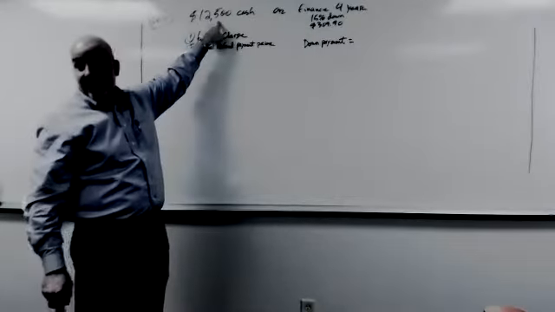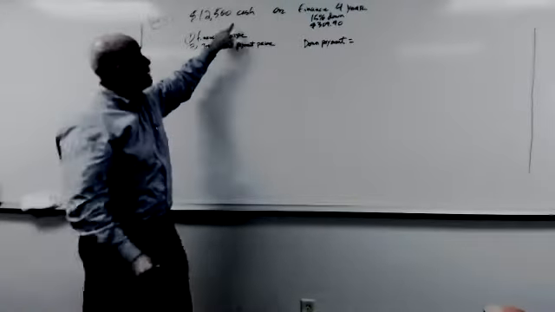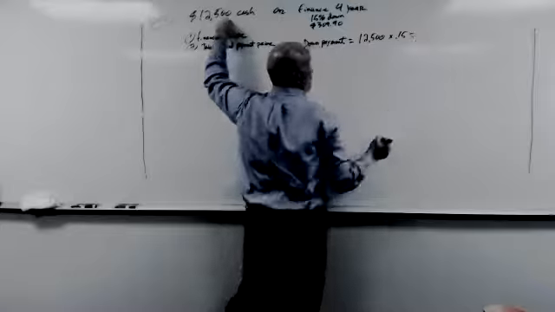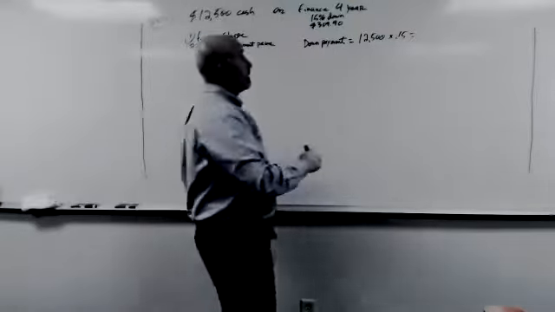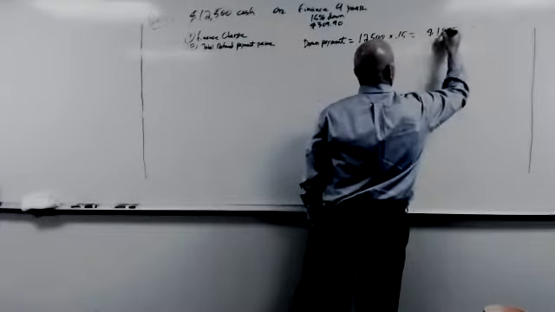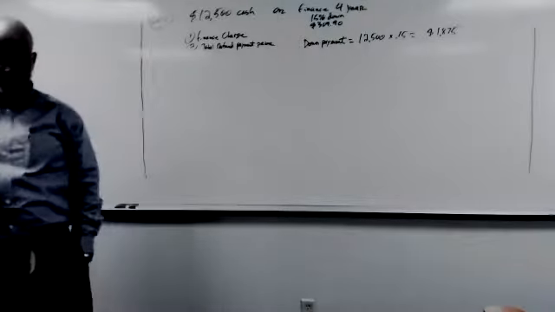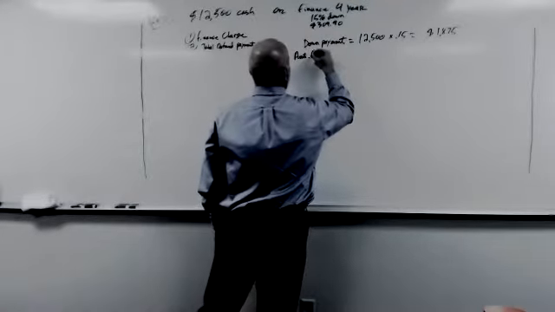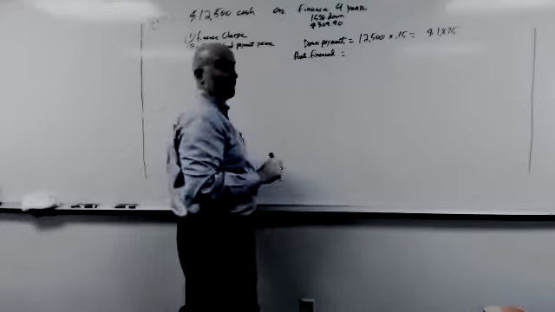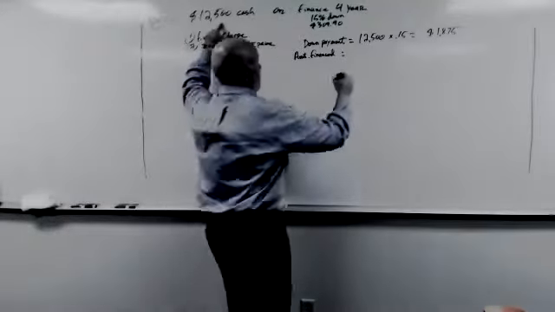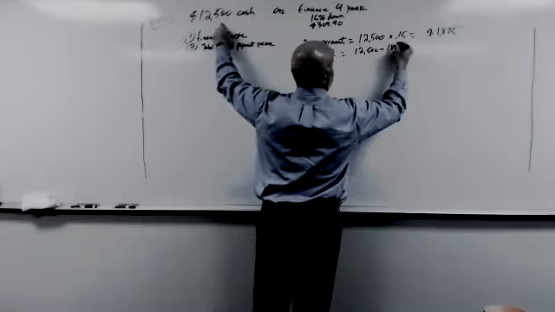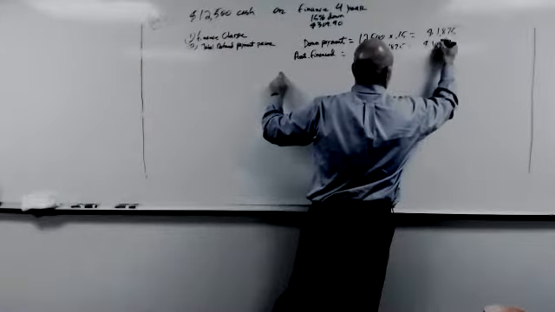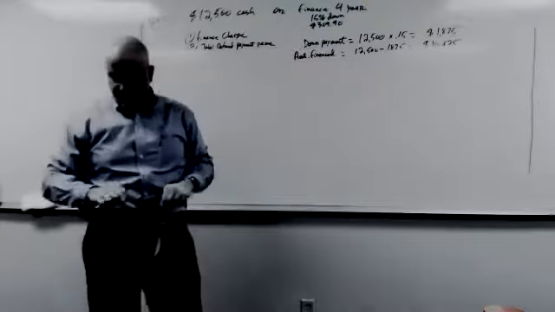So the purchase price is $12,500. And we're either going to pay cash for it or finance it. So the down payment is going to be equal to $12,500 times 15%, or $1,875. So how much are we financing? Purchase price is $12,500. We're going to put a down payment of $1,875. So our purchase price, or the amount financed, is going to be $10,625.